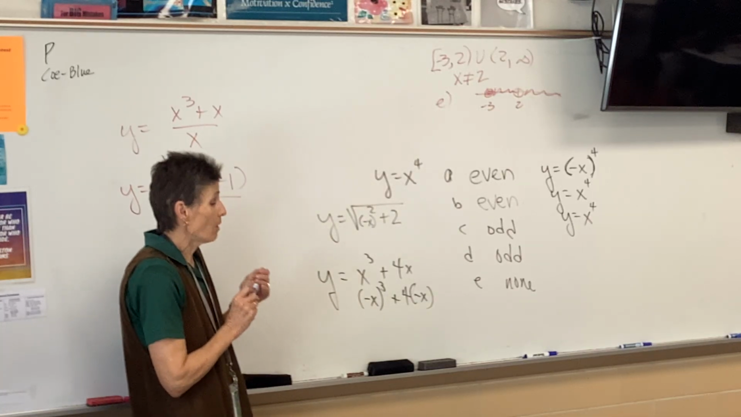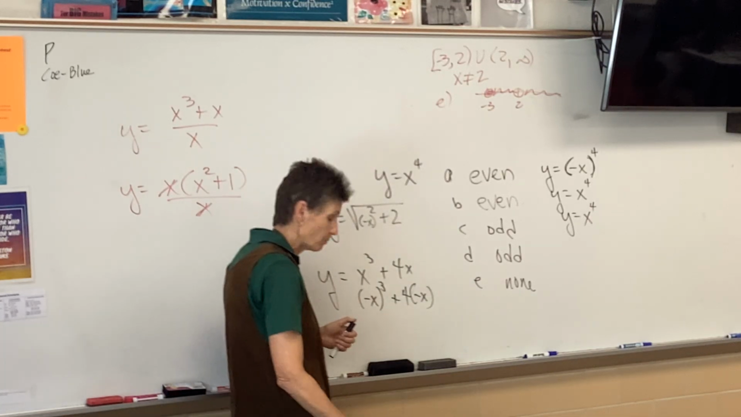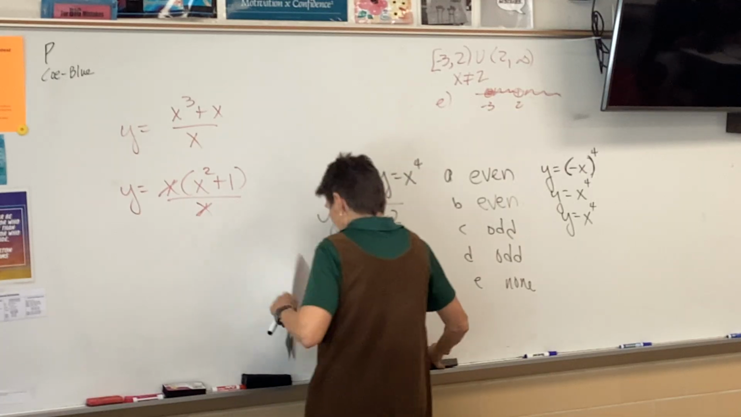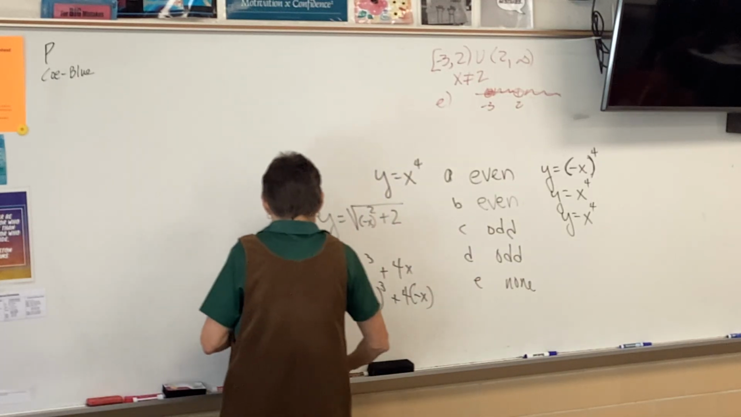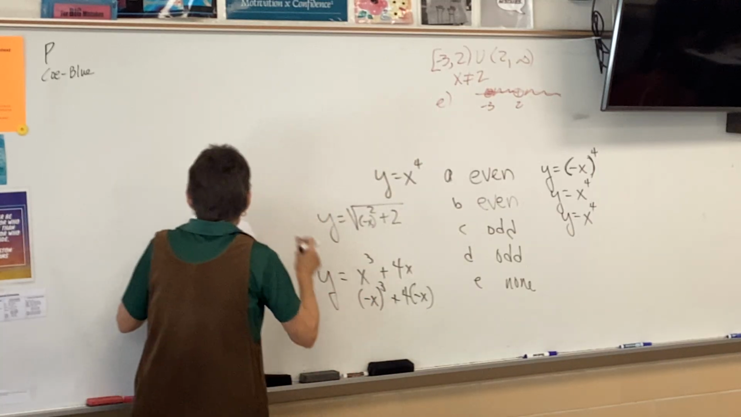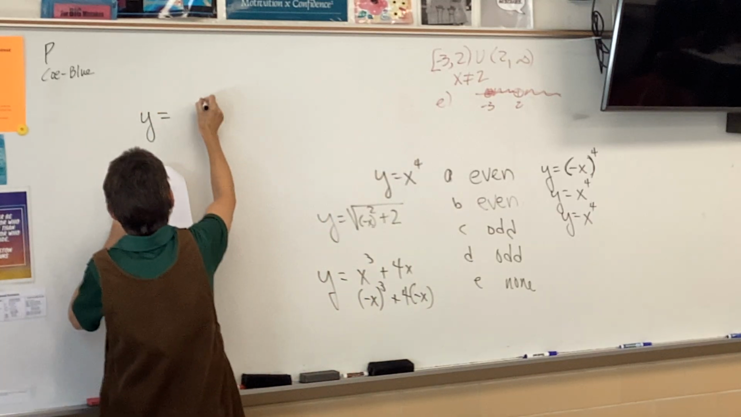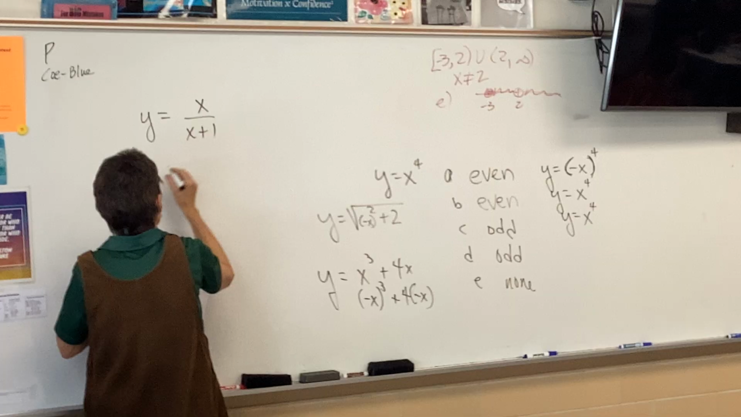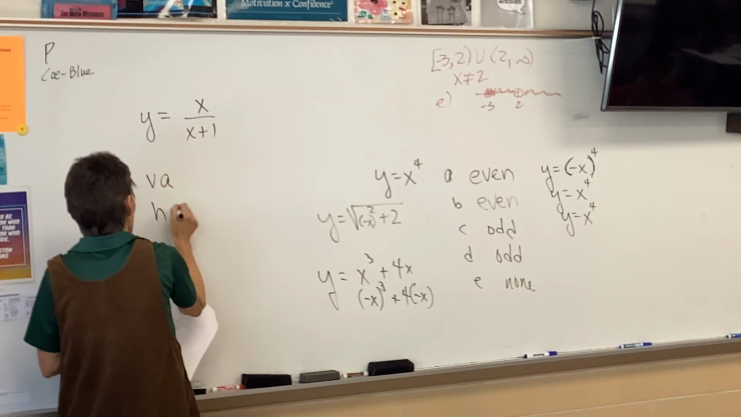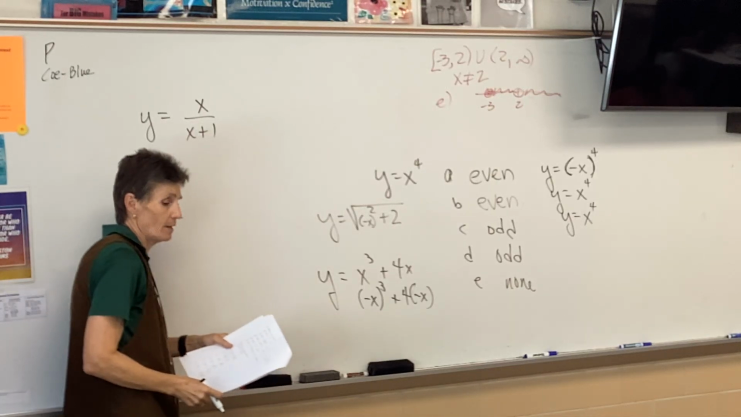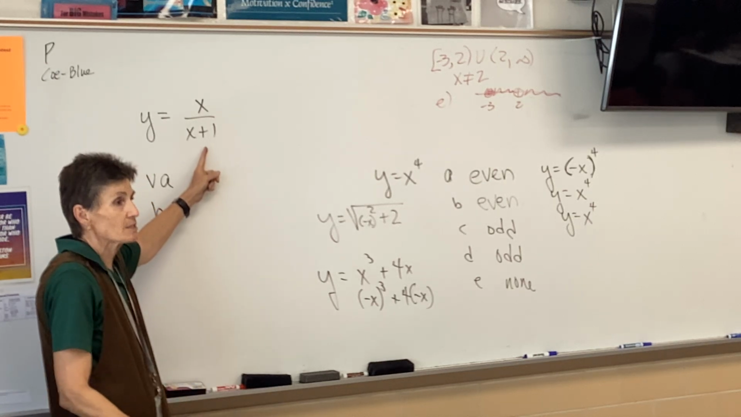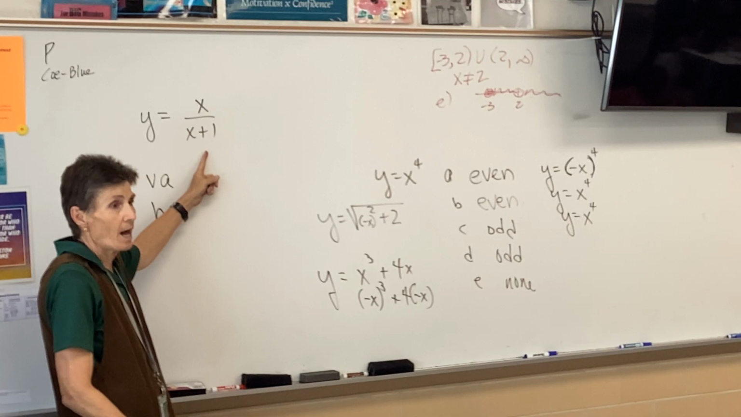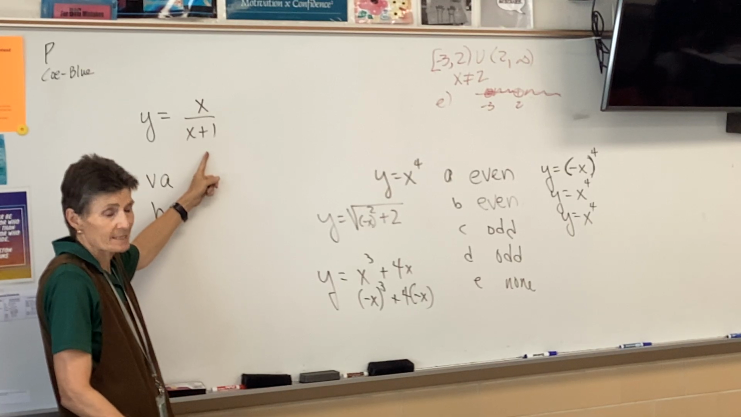All right, let's find all the asymptotes. I don't know if we'll get this done or not, but let's give it a shot. Find all the asymptotes. Look at problem number 1. It has a vertical asymptote and a horizontal asymptote. Anybody want to take a wild guess what the vertical asymptote is? What is the non-removable discontinuity?